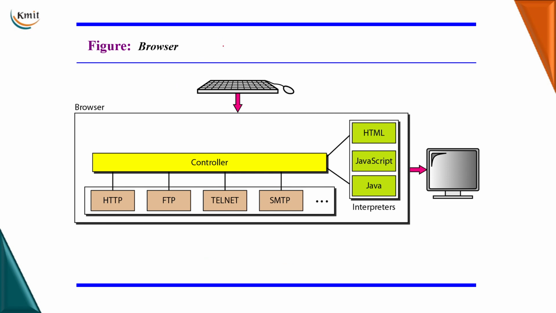So basically the client which we are talking about is nothing but the browser, and this browser is basically used to interpret and display a web document. For that it has different parts like a controller, the protocols and the interpreter. A controller's role is to receive the input from the keyboard, and these protocols will help the browser, and the interpreters like HTML, JavaScript and Java help it to interpret the web document.